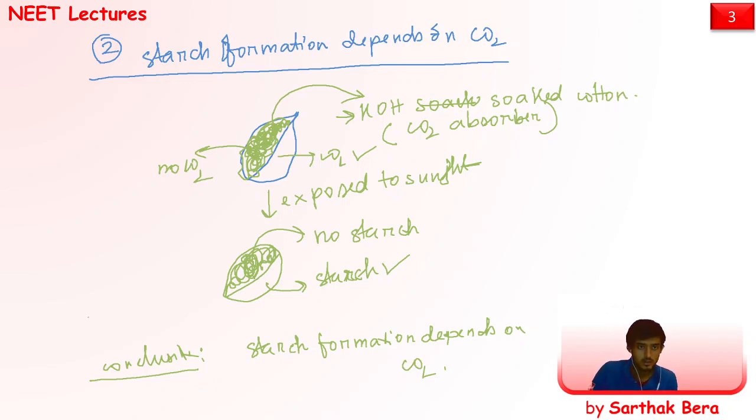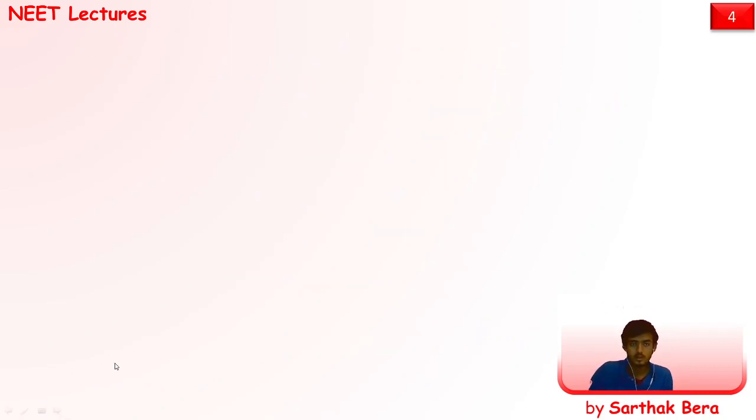Okay, so from the next slide, we have to learn about some scientists and their experiments. Okay, so our new topic is scientists and their experiments. Okay, the first scientist we are talking about here is Joseph Priestley.